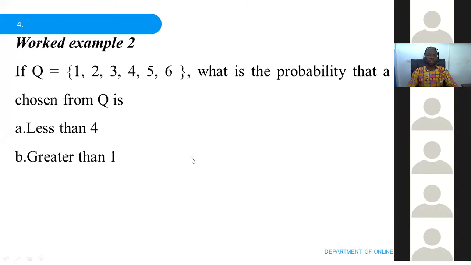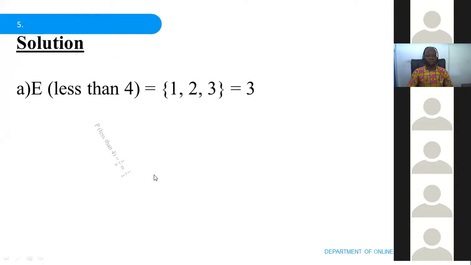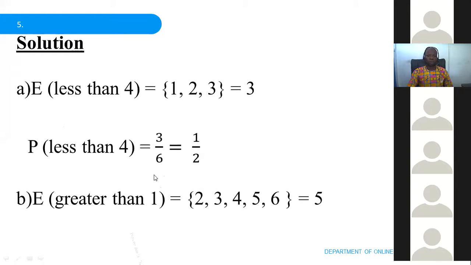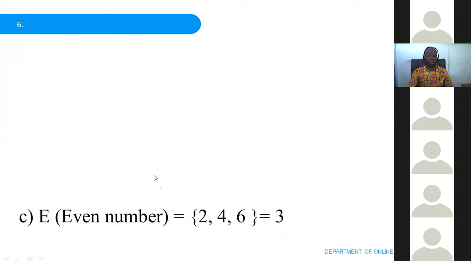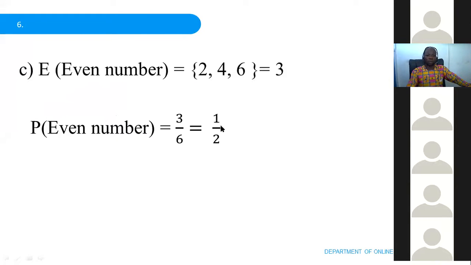All right, so let's check the solution and see if the answers are all the same. So C, even numbers. The even numbers there are 2, 4, and 6. So 3. The probability that it is an even number will be equal to 3/6, so 1/2. That's right. Give us the answer to the next one, Tula.